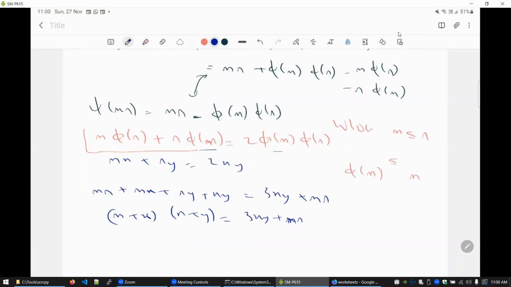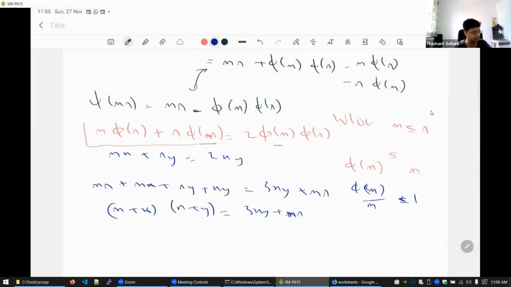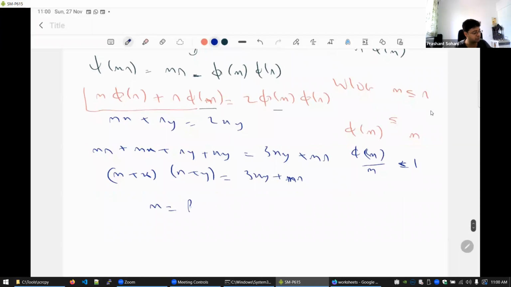Yes, sir. Or can you say something even stronger? So particularly the ratio phi of m upon m is less than or equal to 1 is what we can see here. But now knowing the formula for phi of m, if I assume the factorization of m as p1 raised to k1, p2 raised to k2, let's say pr raised to kr, then we can write phi of m upon m as just those terms: p1 minus 1 by p1, p2 minus 1 by p2. Those kind of terms will be there.